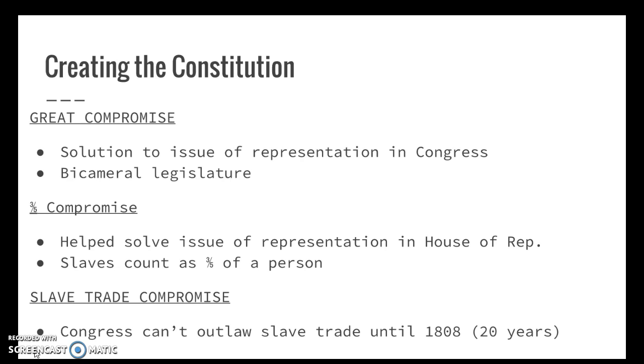They say, okay, the South gets to count their slaves, but they don't get to count them as a full person. They can only count them as 3/5 of a person. A little bit of a compromise.